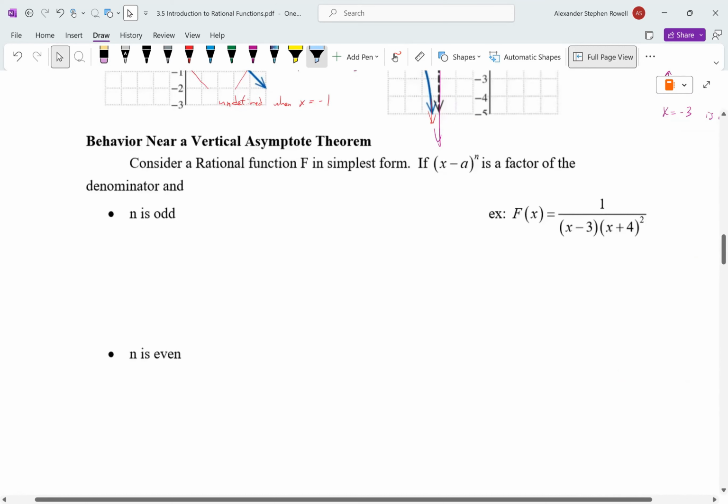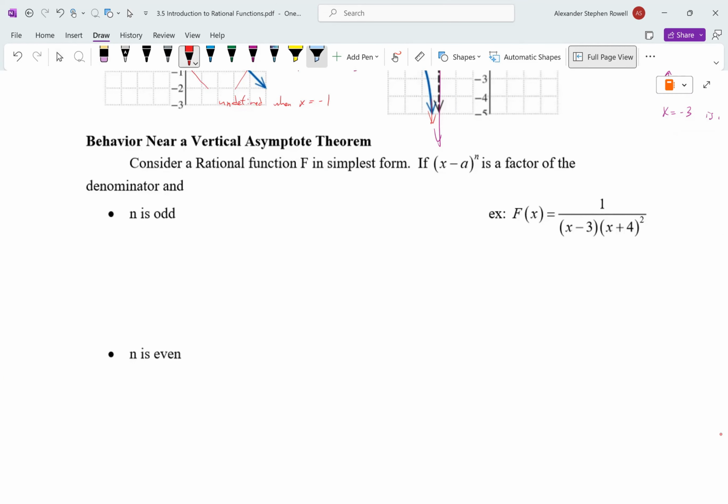Consider a rational function f in simplest form. X minus a to the power of n is a factor of the denominator. If the n value is odd at a, I have one of two scenarios. Here's my vertical asymptote. My graph either approaches negative infinity from the left, positive infinity on the right, or the opposite. It might approach positive infinity from the left and the opposite from the right.